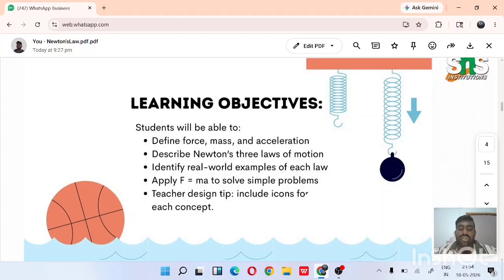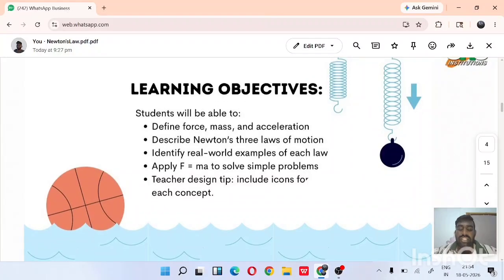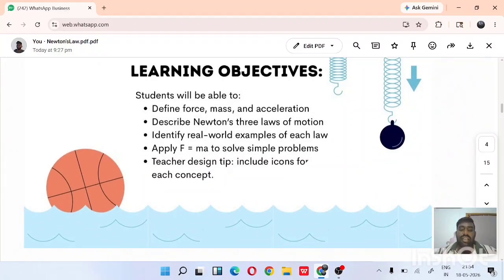F is equal to 0, and V is equal to constant velocity. Example: a football lying on the ground will not move until someone kicks it. When a bus suddenly stops, passengers move forward because their bodies want to continue moving.